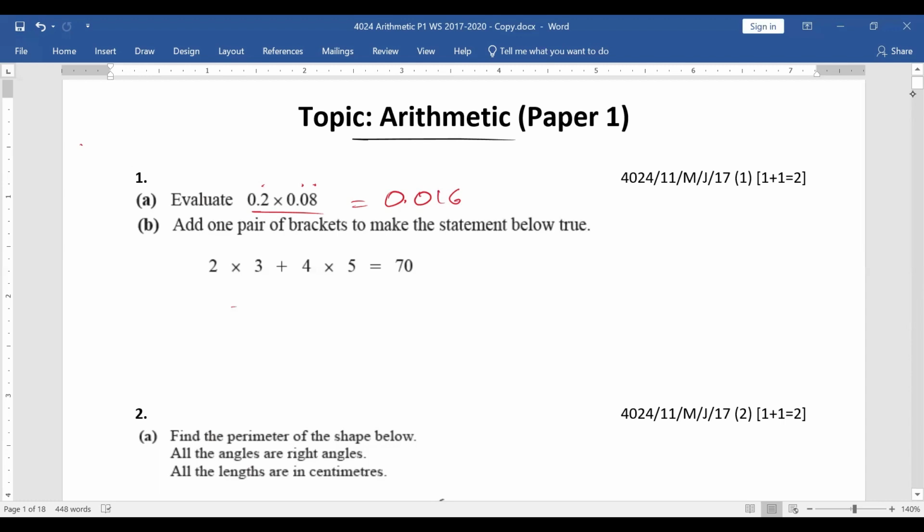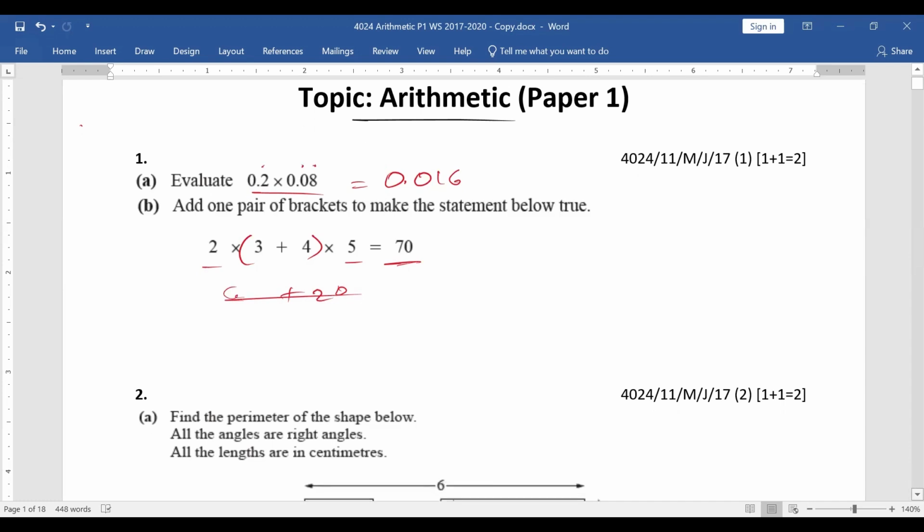Add one pair of brackets to make the statement below true. Now, 2 3s are 6, 4 5s are 20, 26. So the number on the right side is 70. We have to maximize the number. That means 2, 5, and if we place a bracket here, the number will be 7. 2 times 7 times 5, that is 70. Okay, moving to the next question.